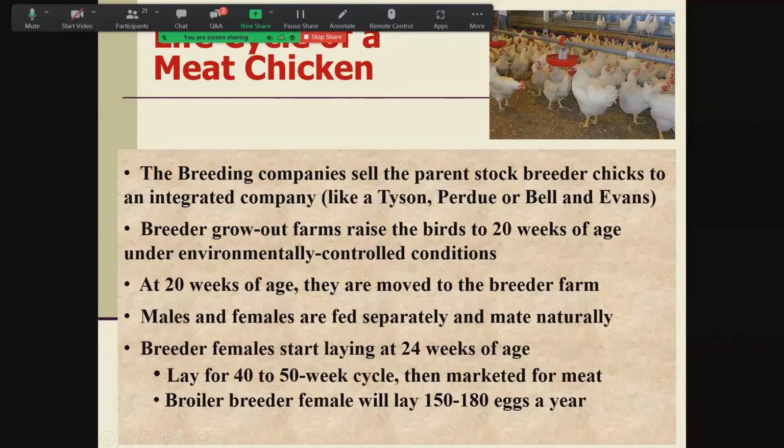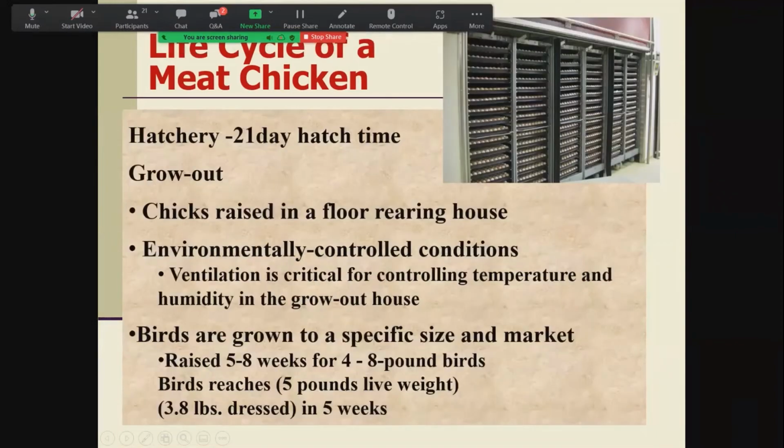Females start laying at 24 weeks, and they lay for 40 to 50 weeks, and you still only get 150 to 180 eggs out of a broiler female. They're not nearly as efficient as a leghorn, but a whole lot more efficient than 30 to 100 eggs maximum. Again, there's a 21-day incubation period in large incubators. They're raised on the floor only. We only raise meat chickens on the floor, period, in very environmentally controlled conditions.